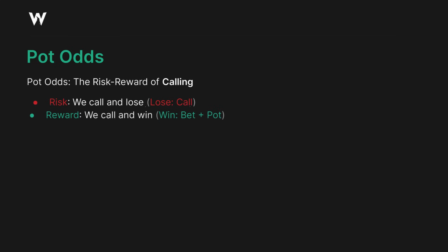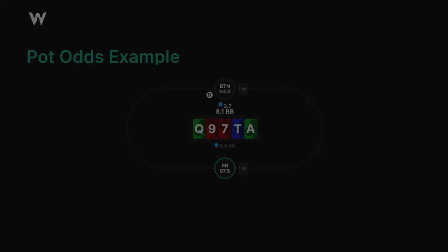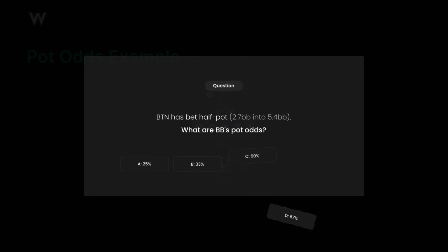We'll start with pot odds, the most common one. And pot odds fundamentally asks, what is the risk-reward of calling? So if you're facing some bet, the risk is that you call and lose the amount you called. The reward, what you stand to gain, is the pot and their bet. If I give you this and I say, okay, you're on the river in the big blind here, button has just bet 2.7 into 5.4, so they've made a half pot bet. What are big blind's pot odds? Could you figure it out? Take a moment.